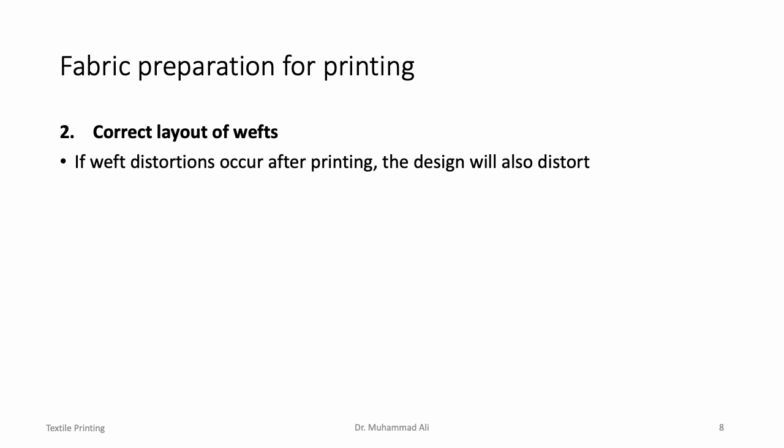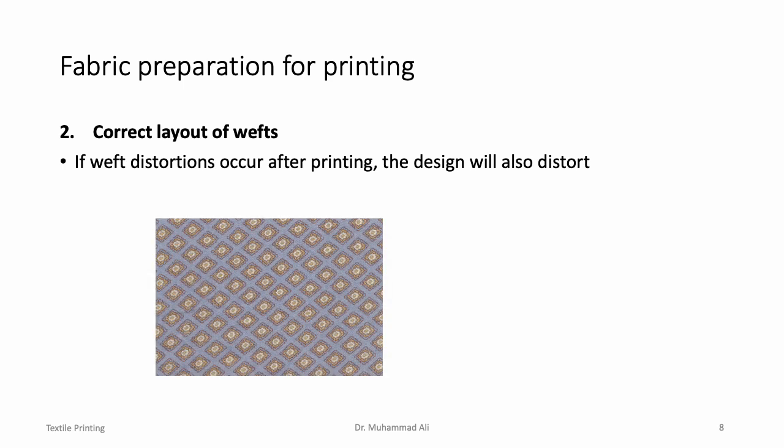Another case that is related to correct layout of weft threads is this one. It is possible that printing was done on a fabric in which the weft threads were in their ideal layout, that is straight and perpendicular to the warp yarns. But if any distortions in the wefts occur after printing, then still the design will be distorted.